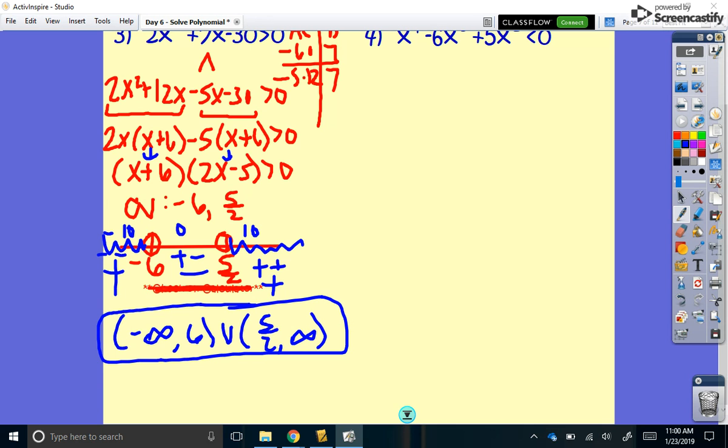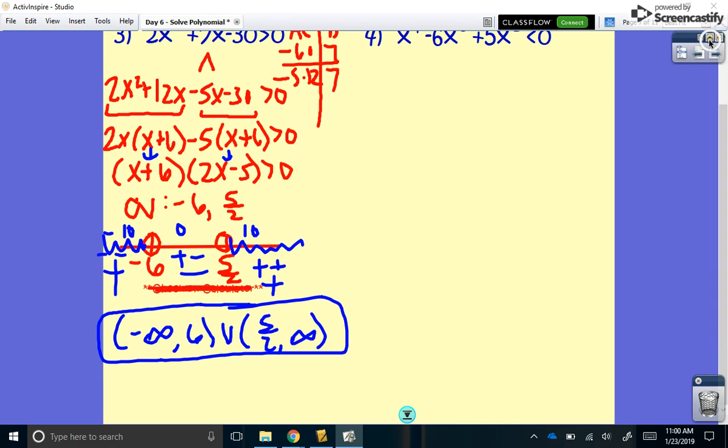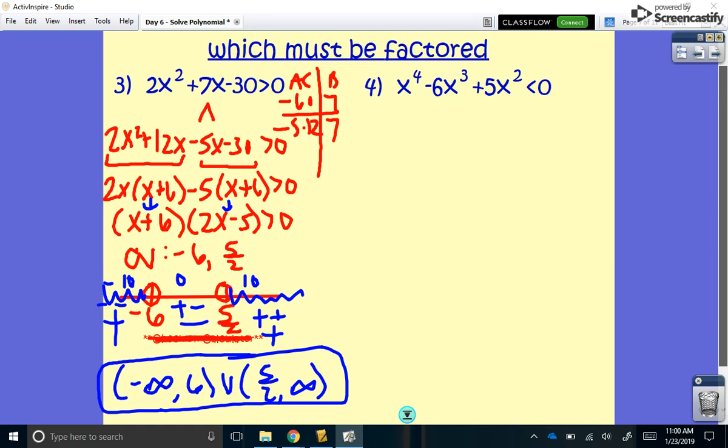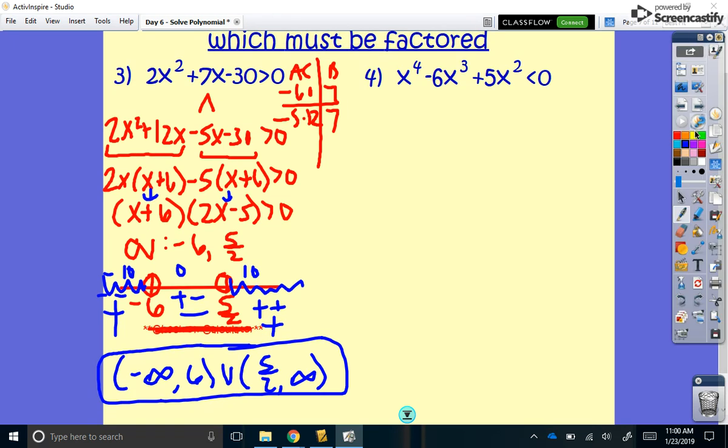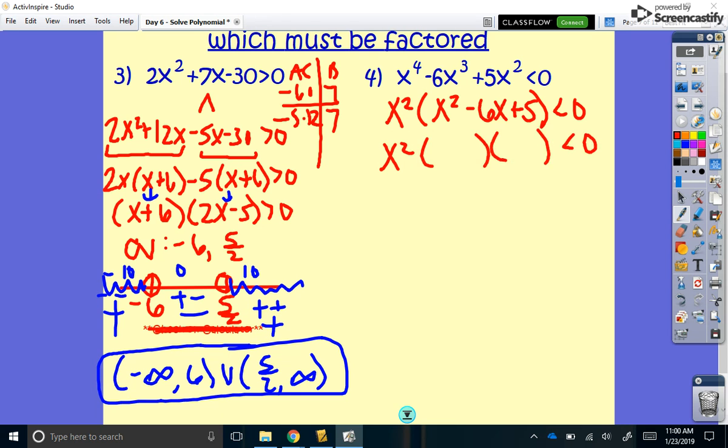For the next one, I want you to pause the video, try it on your own, and then hit play when you're ready to check. So I'm going to factor out an x squared, and I have x squared minus 6x plus 5 is less than 0. That then factors with the AC method. The two numbers I can multiply to get 5 and add to get negative 6 are going to be x minus 5, x minus 1, and you can do the shortcut because the leading coefficient is 1.